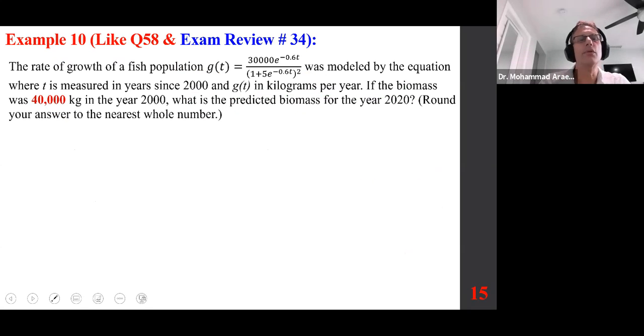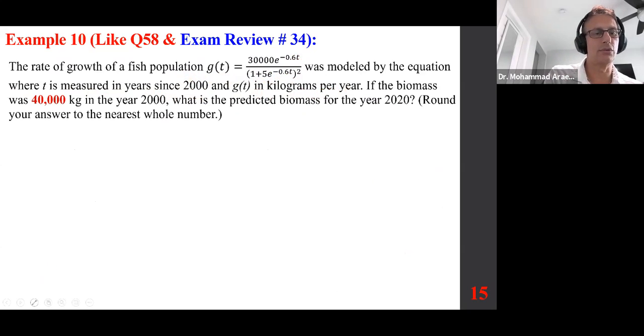The rate of growth of a fish population is given as such. G of t is 30,000 e to the power of -0.6 t over the quantity 1 plus 5 e to the power of -0.6 t, squared. This was modeled by the equation where t is measured in years since 2000, and lowercase g in kilograms per year.